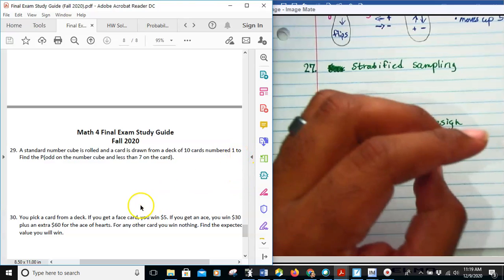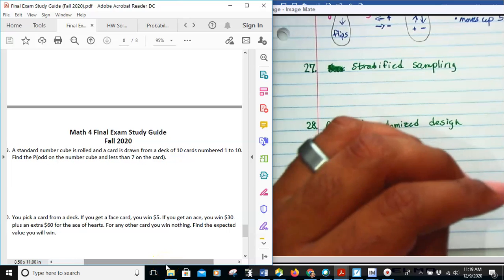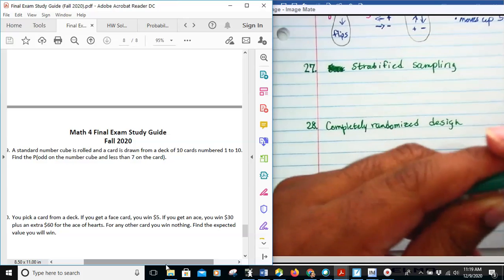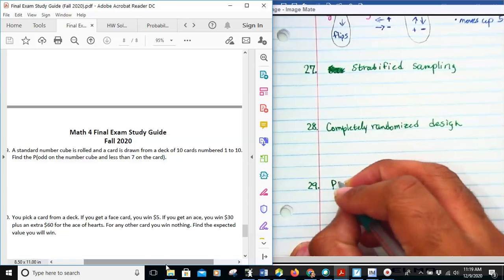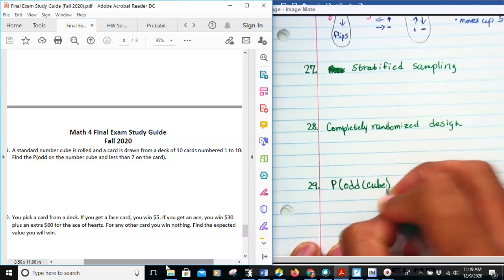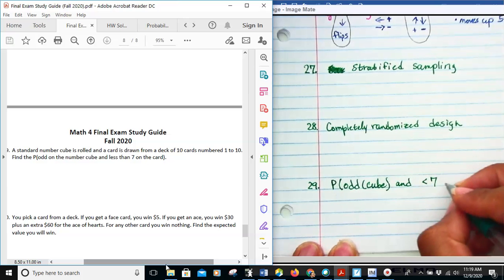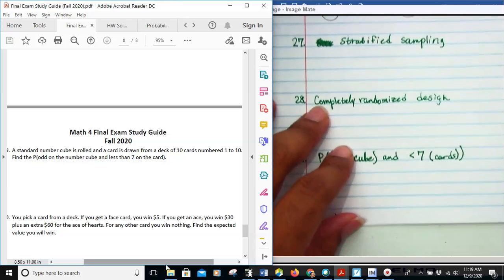It says find the probability of odd on the number cube and less than 7 on the card. So we're going to deal with the probability of an odd number on the cube, and less than 7 on the cards. We're going to look at what they give us and flow through this and get it done.